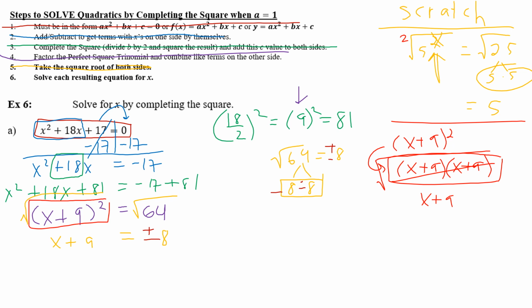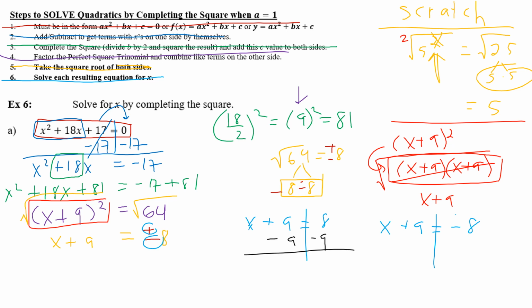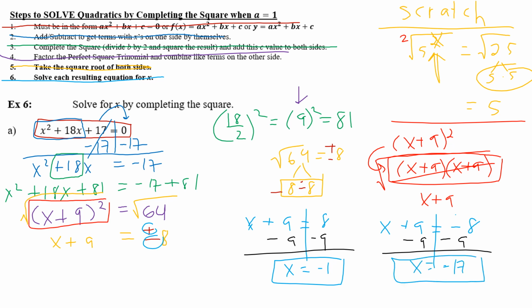Okay, and then the last step here says solve each resulting equation. There's more than one equation here. The first equation is x plus 9 is equal to a positive 8. And the next equation is x plus 9 is equal to a negative 8. So we really do have two equations that we need to solve for. You subtract 9 on the first one. Turns out x is equal to negative 1. One of my answers. Looking at the second equation, you have to subtract 9 here too. And then you find out that x is equal to negative 17. So those two right there are my final answers.